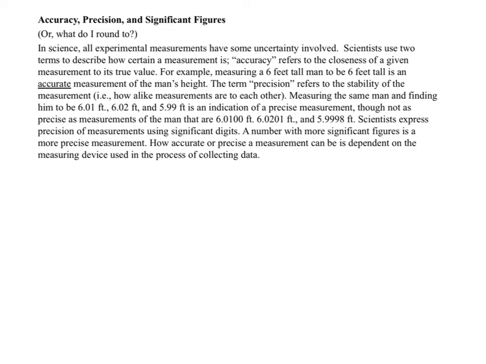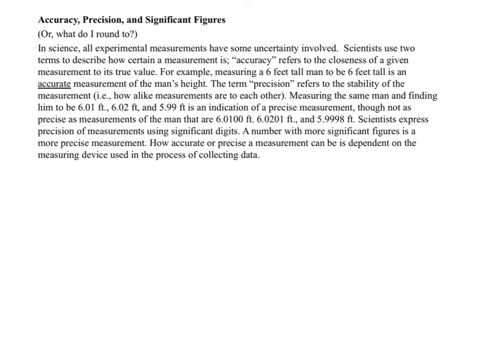When we deal with measurements in science, there's a certain amount of uncertainty involved with those measurements. We have two ways of describing that uncertainty. We can talk about that uncertainty in terms of accuracy as well as precision. These two terms imply different things, and it's important to understand the difference between those two terms.